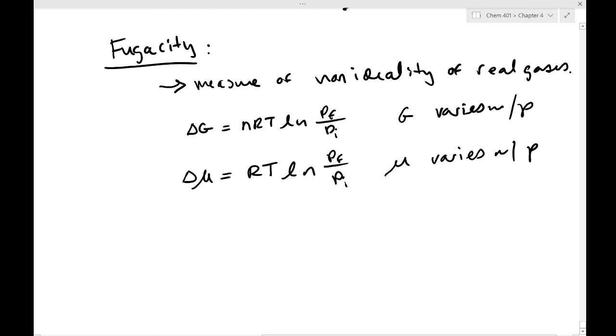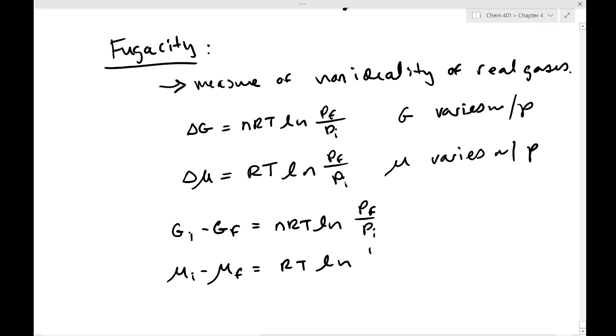Now we can rewrite these two equations to include the explicit G final minus G initial and mu final minus mu initial. So I'm going to call this Gi minus Gf is equal to nRT times the natural log of Pf over Pi. And for mu, mu i minus mu f is equal to RT natural log of Pf over Pi.